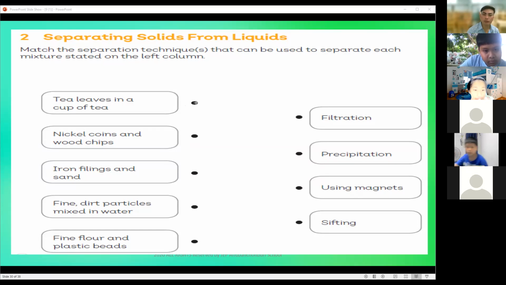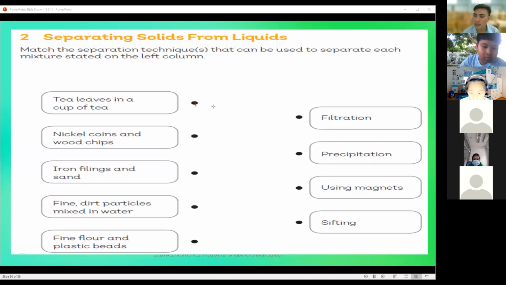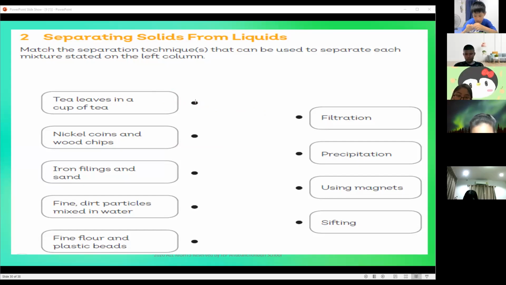Tea leaves in a cup of tea. Where are we going to put this one? Filtration, precipitation, using magnets, or sifting? Anybody? Nobody wants to answer? What about Napichaya? What do you think is the answer here? Filtration, precipitation, using magnets, or sifting? I don't know. We don't know.